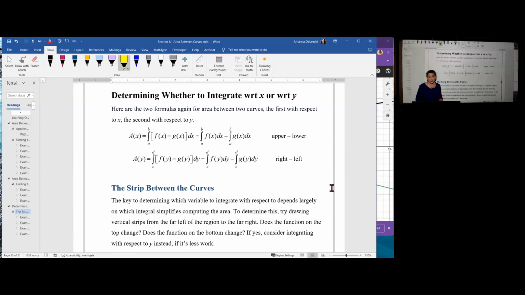So draw those rectangles. Remember that when we're integrating with respect to the independent variable, it's the above minus below, or upper minus lower. When we're integrating with respect to the dependent variable, it's right minus left. The strips really tell the whole story, combined with how easy it is to solve the equation for either y or x, and whether those expressions are easy to integrate or not.